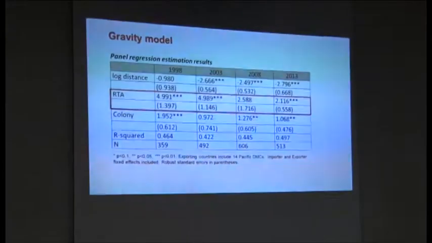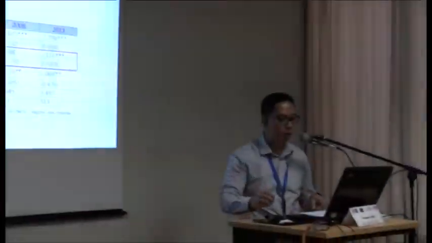Now RTA, it's positive and it's large. And the RTA here is a dummy variable. One means there's an existing RTA, zero if there is none. And how do we interpret it? For example, in 2013, the presence of an RTA is associated with an increase in trade of 734%, all else equal. So that's how strong the effect of having an RTA is.